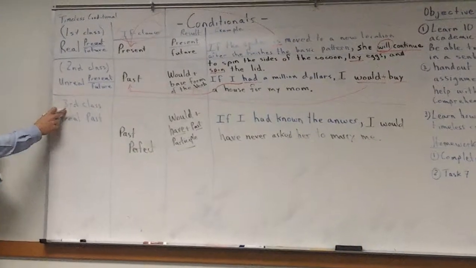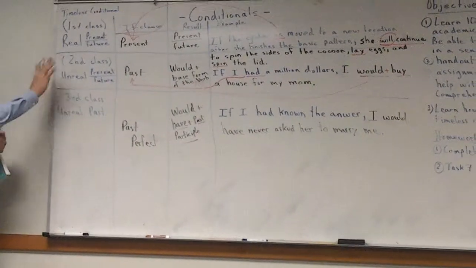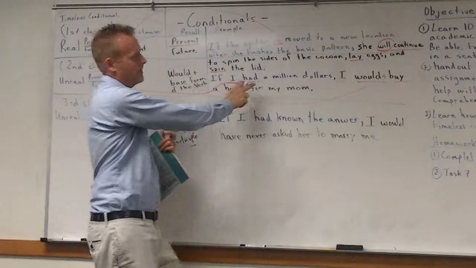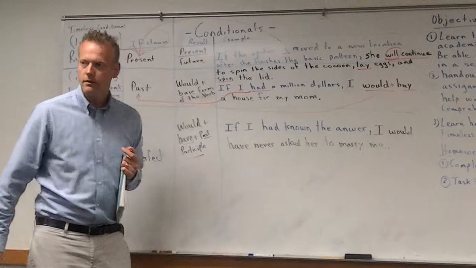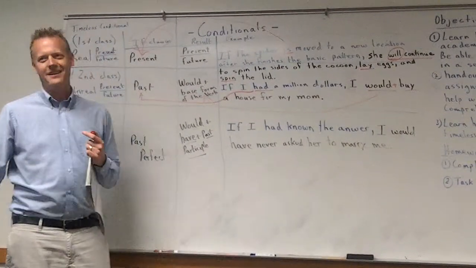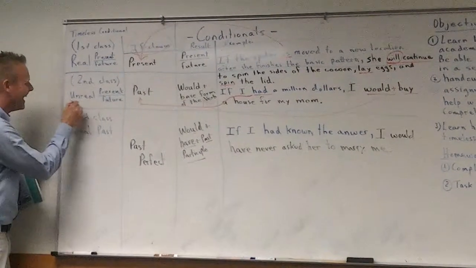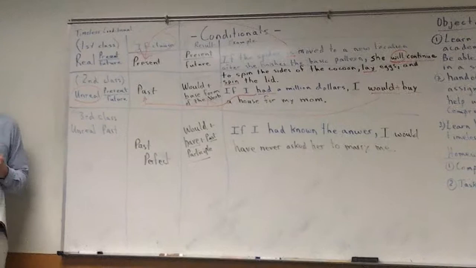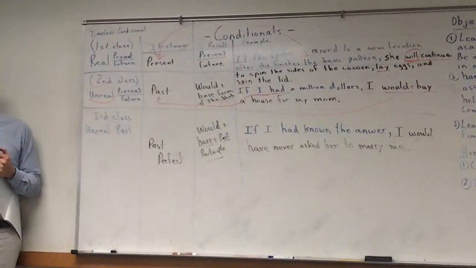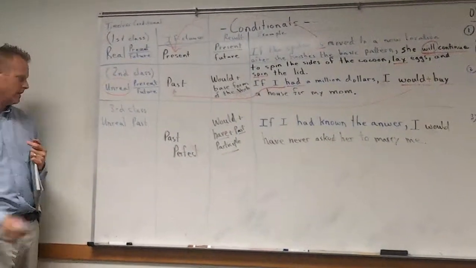The third class condition. Let me jump up here real quick and ask you a question. Do I have $1 million? You don't. I don't. That is why it's unreal. The truth is I don't have $1 million. So that's how we use it, okay?